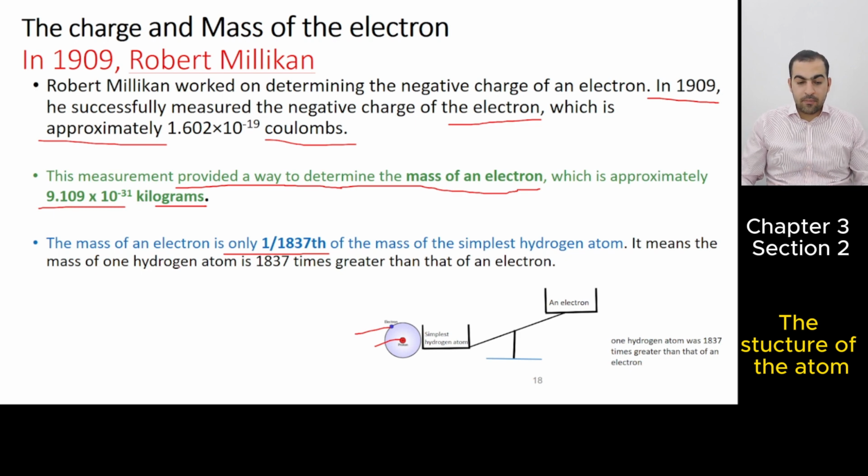It means that the simplest hydrogen atom, one hydrogen atom, is what? 1837 times greater than the mass of an electron. Look, it was very large compared to the mass of an electron. Mass of the electron was very small compared to the simplest hydrogen atom. So he compared, and he said that the electron is very, very small compared to the mass of the simplest atom.